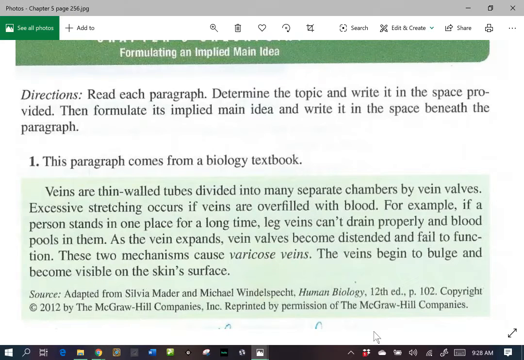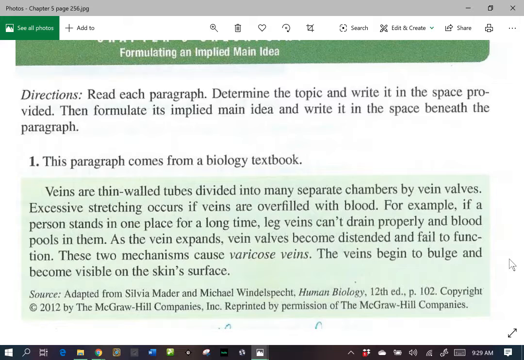Hi everyone. Let's take a look at the green checkpoint exercise for chapter 5 on page 256 and 258 of your textbook. Before you watch this video, go through it yourself, pick out what you think the topic is, and try to create the implied main idea. And then come back and watch these videos and test yourself, see how well you did.